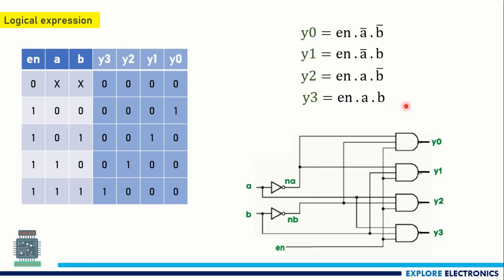So if we write the logical circuit, it looks like this. It requires 4 AND gates with 3 inputs, and to generate A bar and B bar, I am using these two NOT gates, along with an enable signal like this. So this is the circuit for the decoder for this functionality. Whatever functionality I have taken in the truth table, this is the circuit for that.